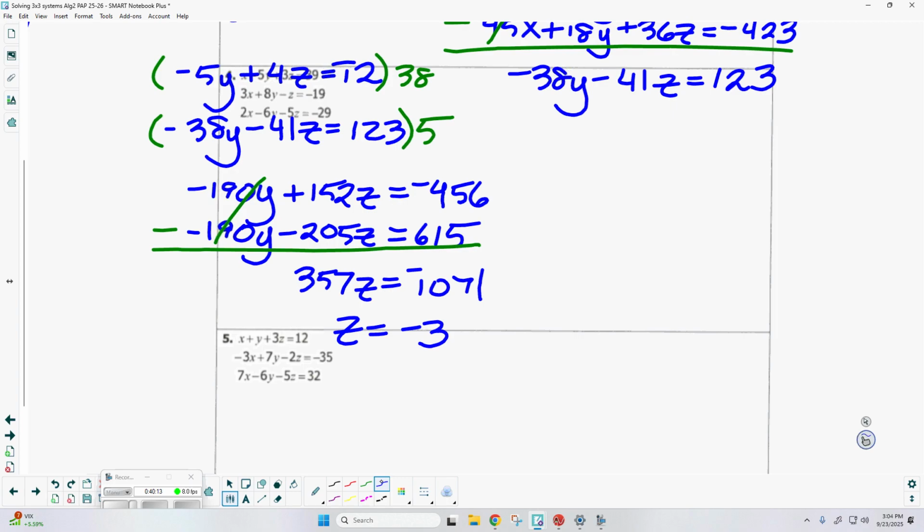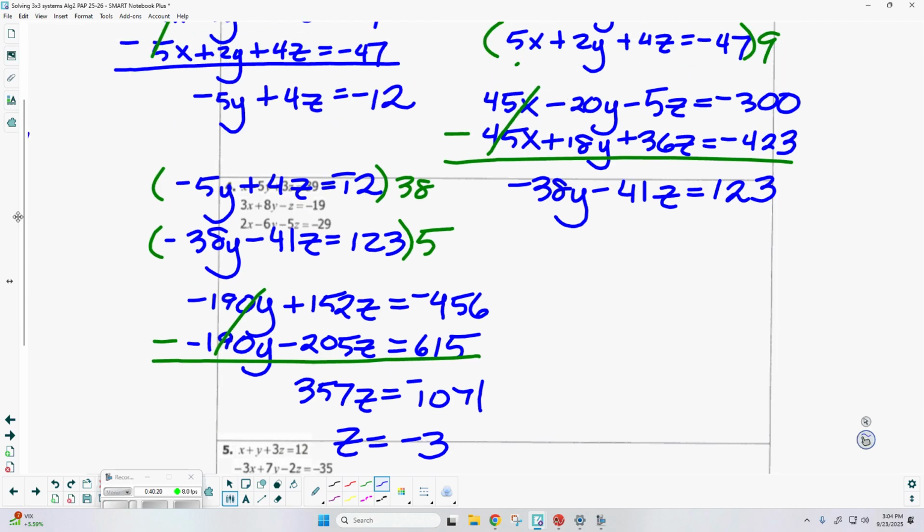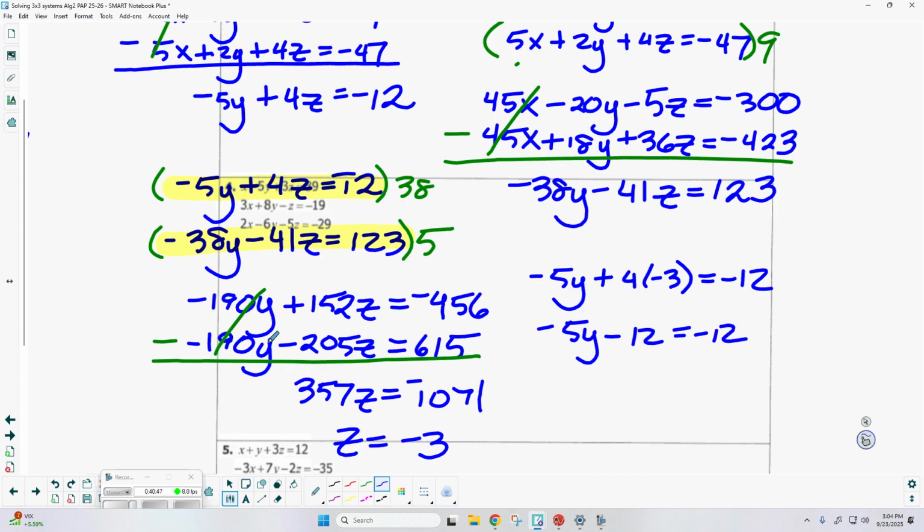Okay. Now the problem is going to finish up pretty quick, which is good because we got about 5 minutes left. So let's come on back up here. Now that I have z, I can use one of these equations to go ahead and find y. Which one would you like? The top one? Okay. So let's see here. That's a negative 5y plus 4z. Okay, we found that to be negative 3, so negative 5y minus 12 is equal to a negative 12.